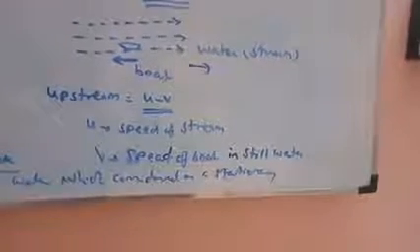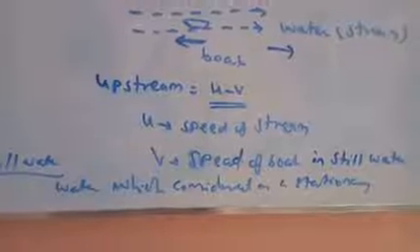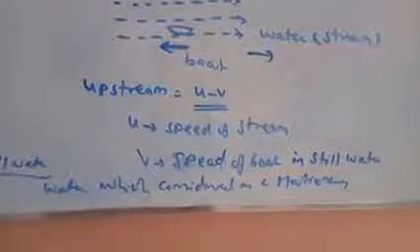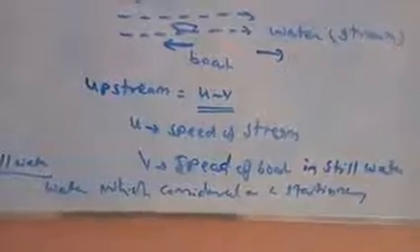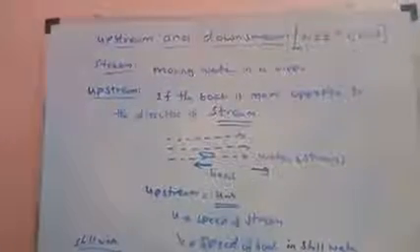Okay, so that is still water in this particular circumstance. Still water is nothing but water that is considered stationary, and the speed of water is actually 0. Okay, so you see here the definition of stream, the meaning of stream and upstream, and the related formula is given here.